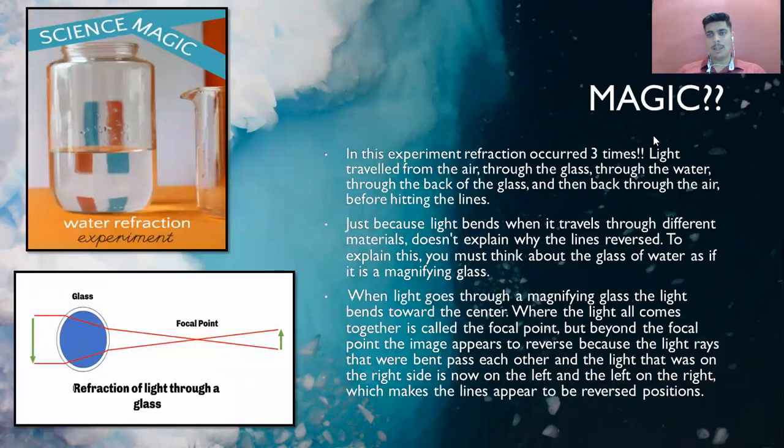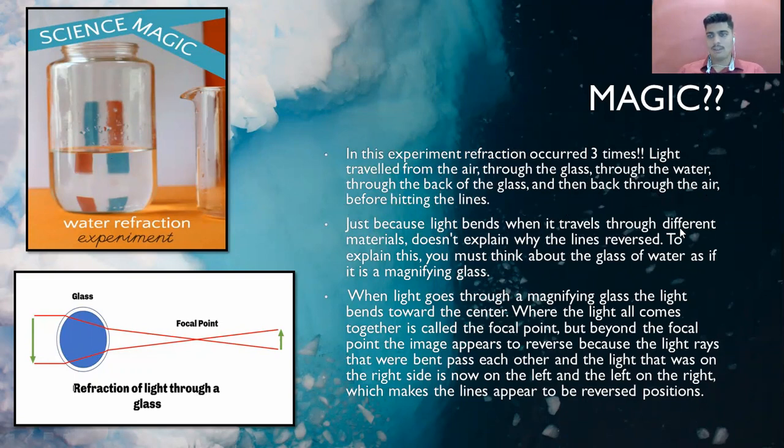Let's see what happens. You can see something like this. Blue is here and red is here, so they have interchanged their positions. Let's see why. In this experiment, refraction occurs three times: light travels from the air through the glass, through the water, and through the back of the glass, and then back to the air before hitting the lines.